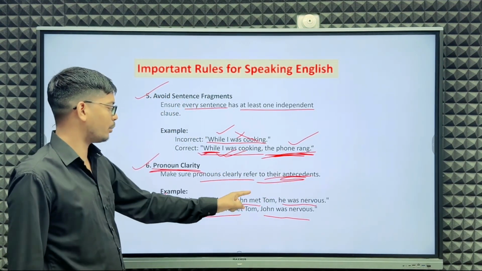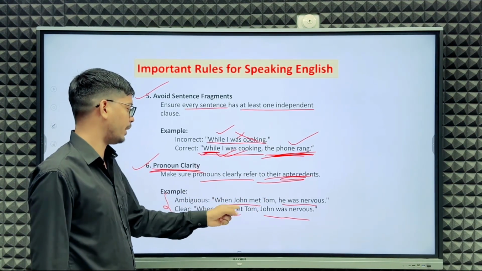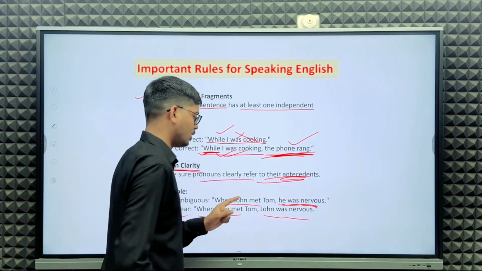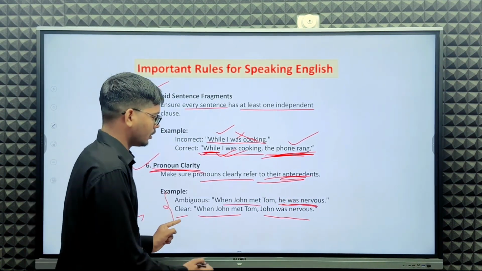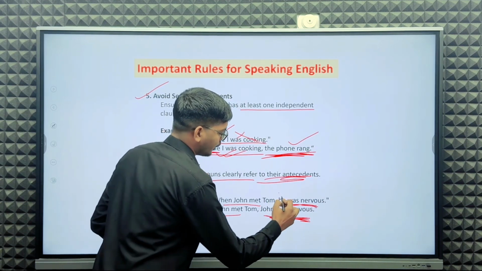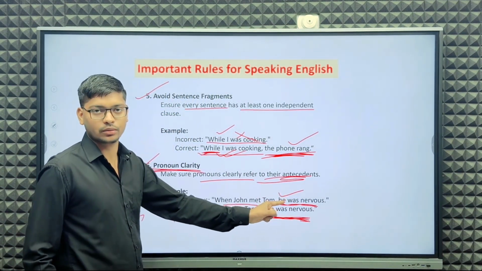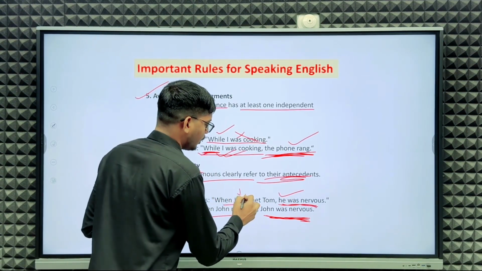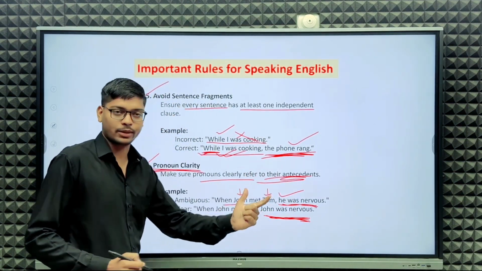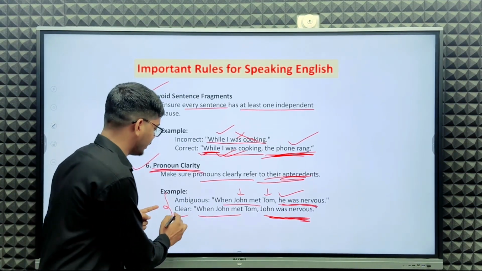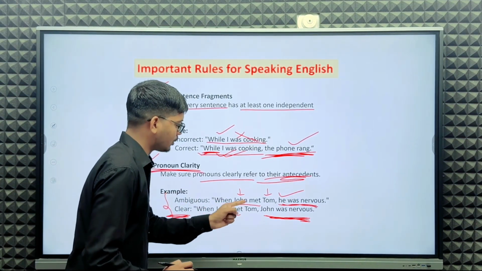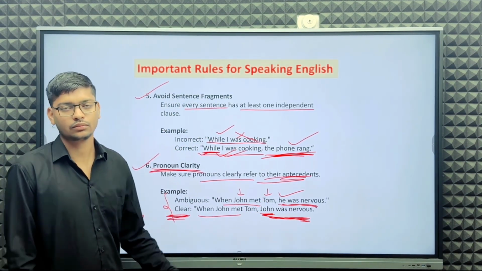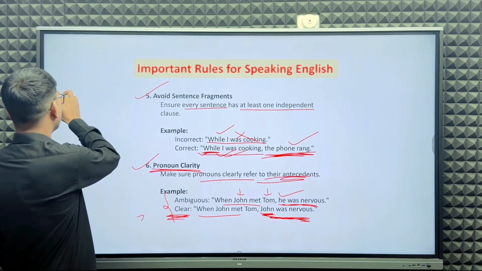"Ben Johan met Tom." This is right, but "He was nervous" is not clear. There is confusion: who is nervous? Does "he" mean Johan or Tom? But in the next sentence, it is clear: "When Johan met Tom, Johan was nervous." This is the clear format. So let's move on.